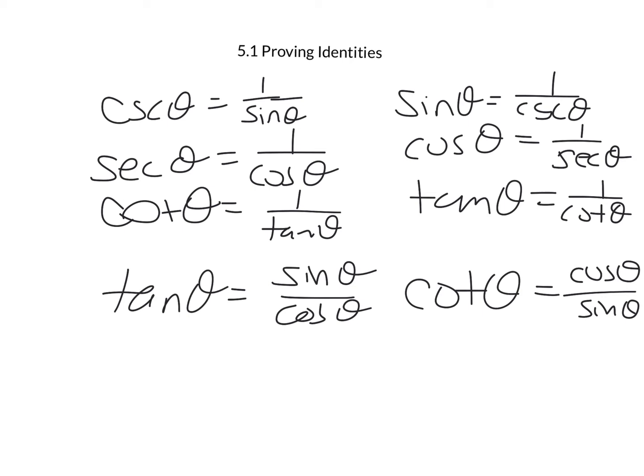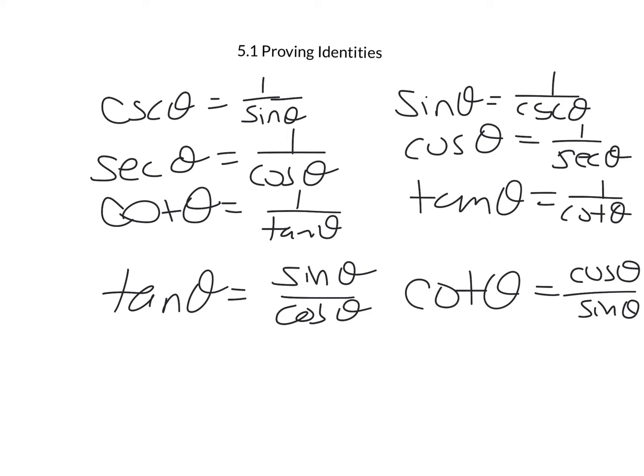All right, 5.1, proving identities. Take a moment to pause this and write these down. These top 6 fall under your reciprocal identities. The ones down below here fall under your ratio identities, okay?